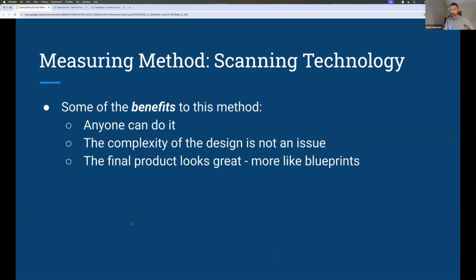There are some benefits to this scanning method for sure. One of the biggest ones is that anyone could do it. I could have anyone on this call download the app on their phone and go measure that rhinoceros condo in 10 minutes. I could have you completely trained and ready to go in 10 minutes. Huge benefit. The complexity of the design is not an issue because when you're scanning, all it cares about is catching those points and feeding those into the computer. It doesn't care if they're rounded or angled or a square. It doesn't matter. The final product looks really great. It looks like blueprints, and we'll look at what some of those look like. So those are all huge benefits to the scanning method.